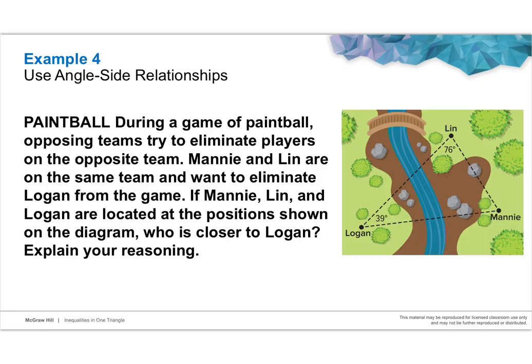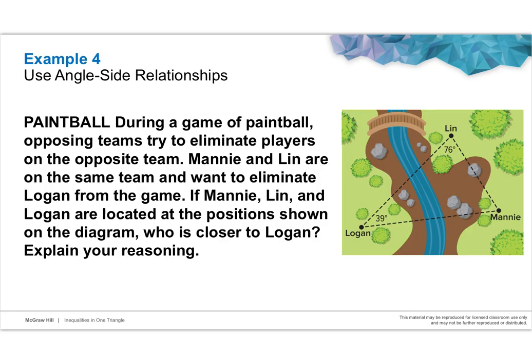Our last type of example is going to use these angle side relationships in the context of a word problem and a diagram that's placed into the context of a landscape or a map of some sort. In this case, we are dealing with a paintball example. During a game of paintball, opposing teams try to eliminate players on the opposite team. It says that Manny and Lynn are on the same team and they want to eliminate Logan from the game. So here they are, and they are headed to eliminate Logan.